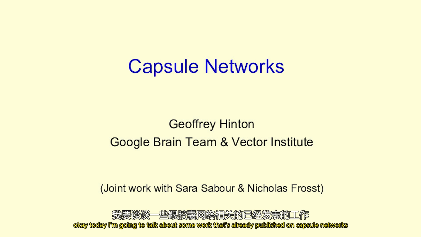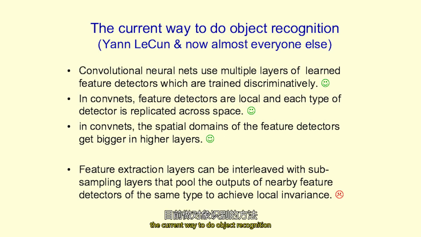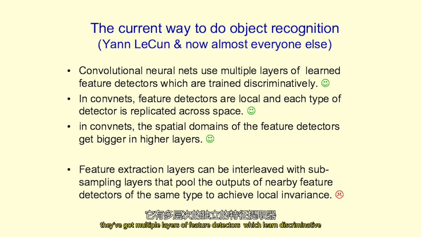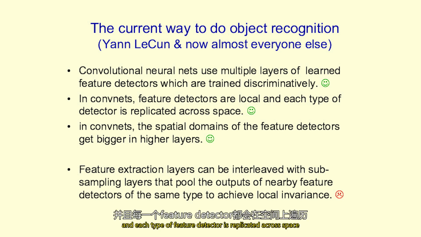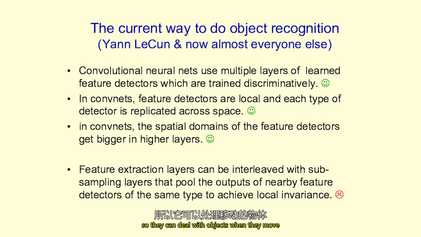Okay, today I'm going to talk about some work that's already published on capsule networks. The current way to do object recognition is to use convolutional neural nets. They've got multiple layers of feature detectors, which are learned discriminatively. And that's good. And the features are local, and each type of feature detector is replicated across space, so they can deal with objects when they move, or when they're in a different position.